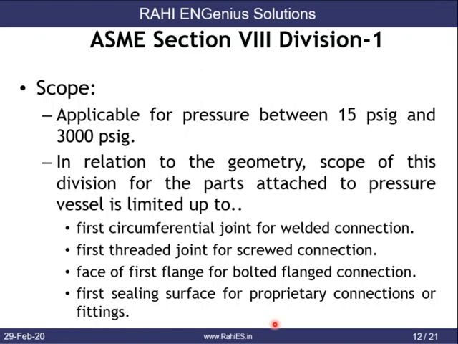That means a head to shell joint cannot be considered as first circumferential joint, or a closing seam of a vessel cannot be considered as first circumferential joint. However, a nozzle to pipe connection can be considered as first circumferential joint, or a flange bolted connection can be considered as first bolted joint. So in short, it should be isolating a pressure chamber from other system. That is the definition, and the scope limited by geometry.